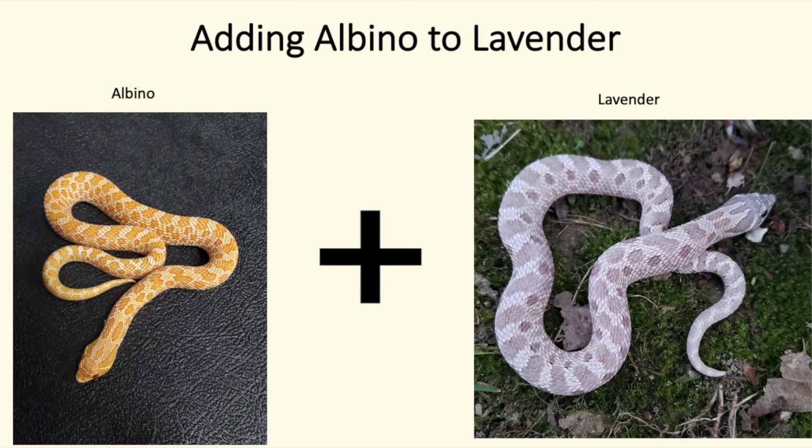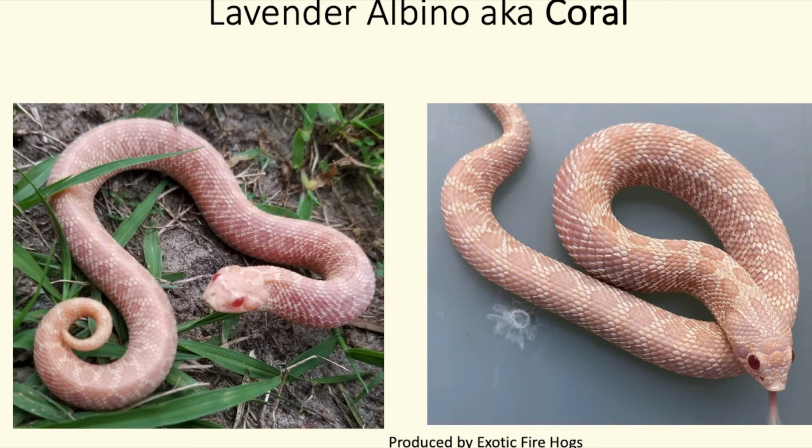Next, we're going to add the albino to lavender. I think this project is going to be very popular in the future. I think a lot of people are starting to breed this. I've seen a lot of people starting to sell animals that are lavender het albino or a normal 100% het lavender, 100% het albino. And when you mix these two together, you get what's called a coral.